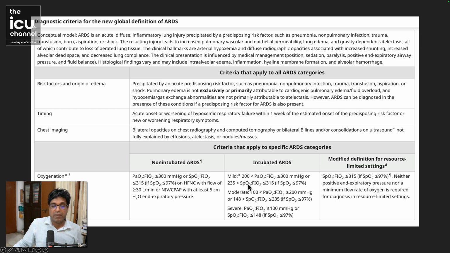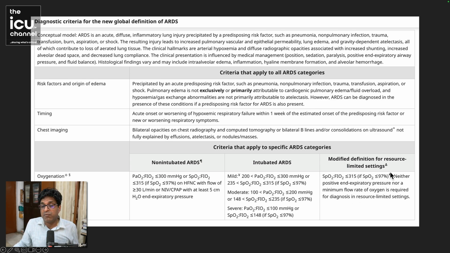So again, if the SpO2/FiO2 ratio is less than 315, we'll put it in the ARDS category. If it is between 315 and 235, mild ARDS. If the SpO2/FiO2 ratio is less than 235 and more than 148, it is moderate ARDS. And if it is less than 148, we will call it severe ARDS. So this is for intubated patients.